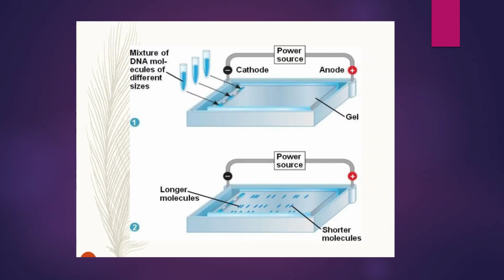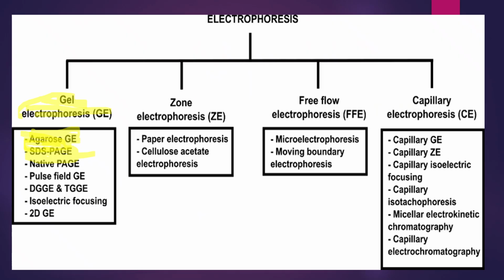Okay, now here you can see the mixture of DNA molecules of different sizes. Here are the wells. It is loaded into the wells, and this is the direction of migration. So the longer molecules are at the top of the gel, whereas the shorter molecules are at the bottom of the gel. Okay, so this is how the migration of a biomolecule DNA will take place over here.